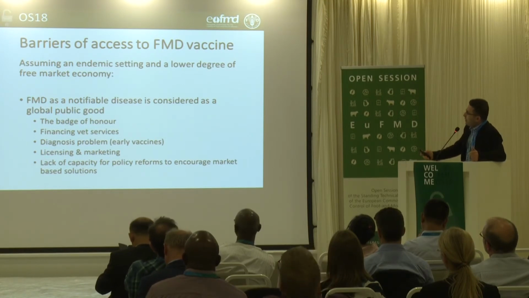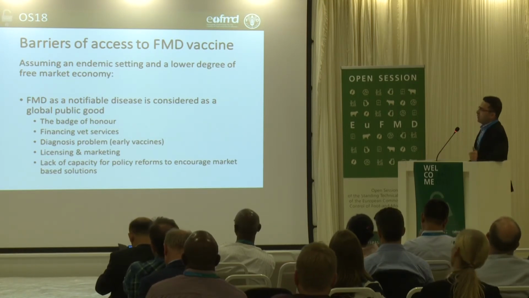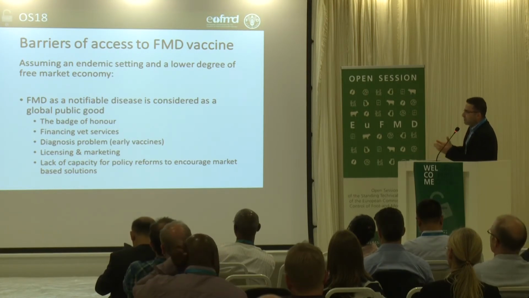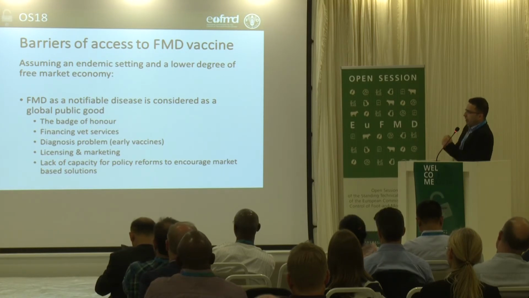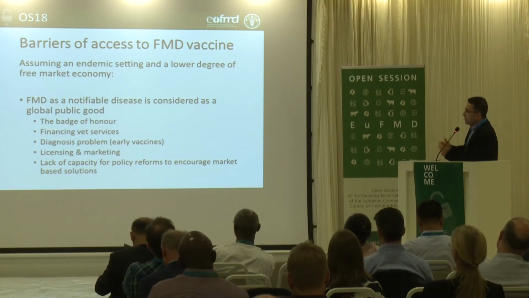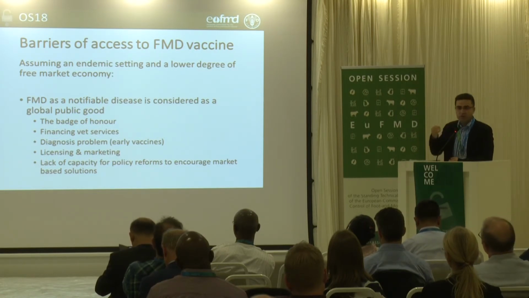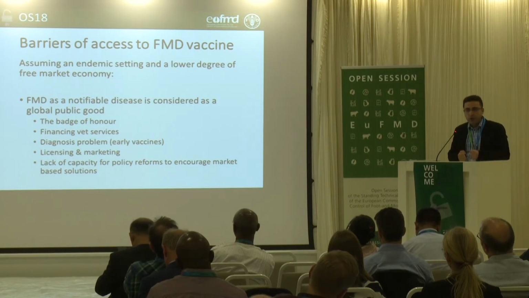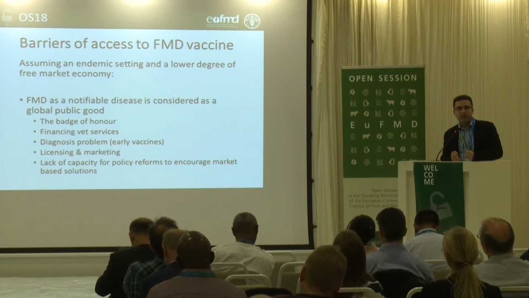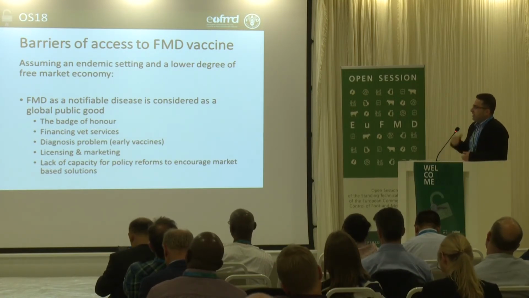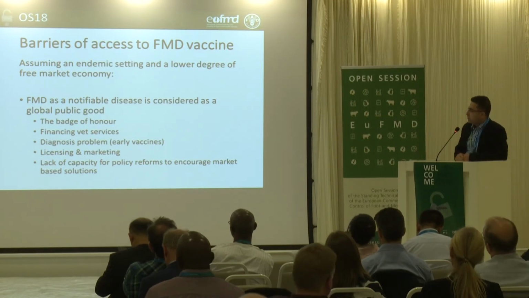So coming back to FMD vaccination issue, I have exchanged ideas with colleagues in EuFMD and also looked at the literature again. So these are some examples that we think is basically driving the problem as sort of barriers. So let's say assuming an endemic setting now with a lower degree of free market economy. So FMD is considered as a notifiable disease, as a global public good, as Kuhn mentioned as well. So governments think that they are responsible, they have to protect and to reduce the risk, and therefore there is very little room for private sector to get involved.